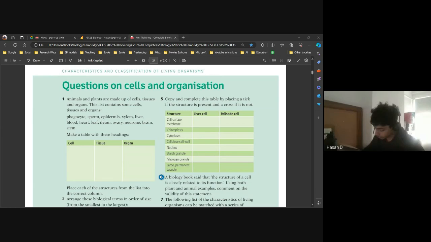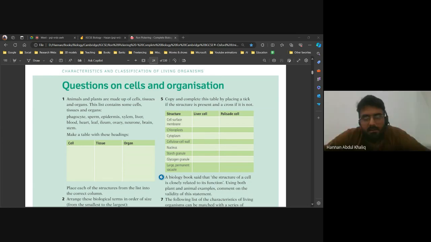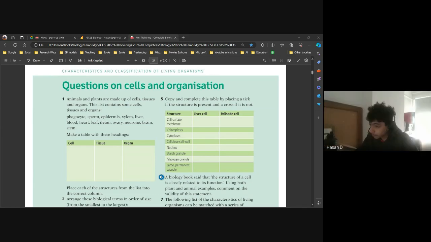Yeah, I've done the ticks. All right, let's see. Okay, so cell surface membrane, it's present in both. Next, chloroplast is not present in liver but is present in the plant cell. Cytoplasm present in both. Cellulose cell wall not present in liver cell and present in palisade cell.